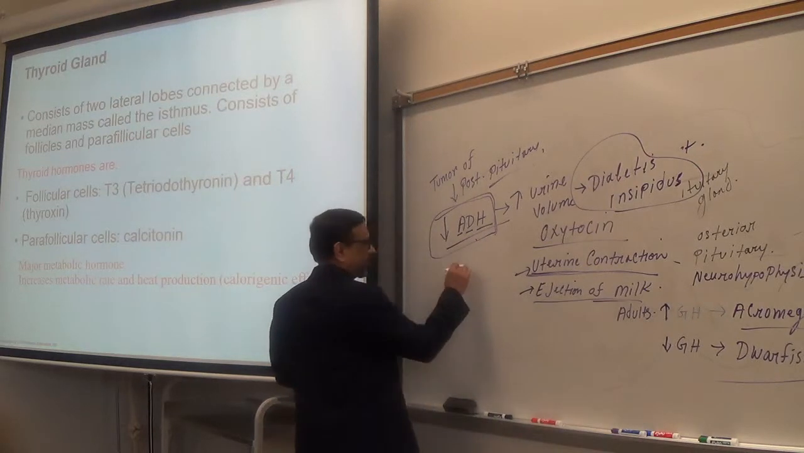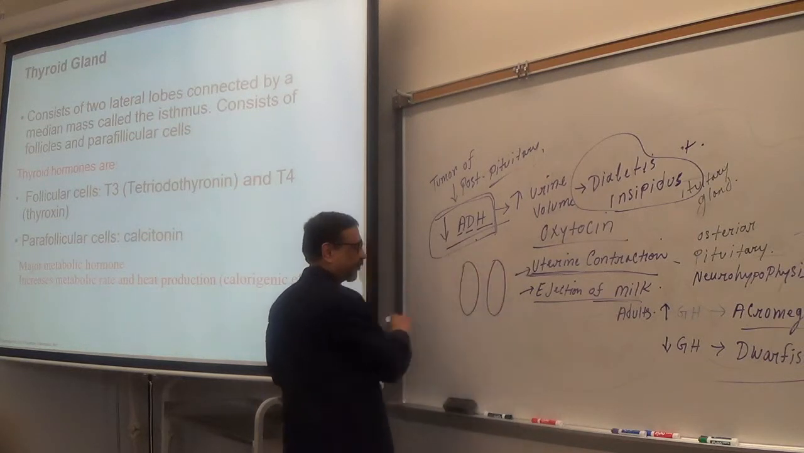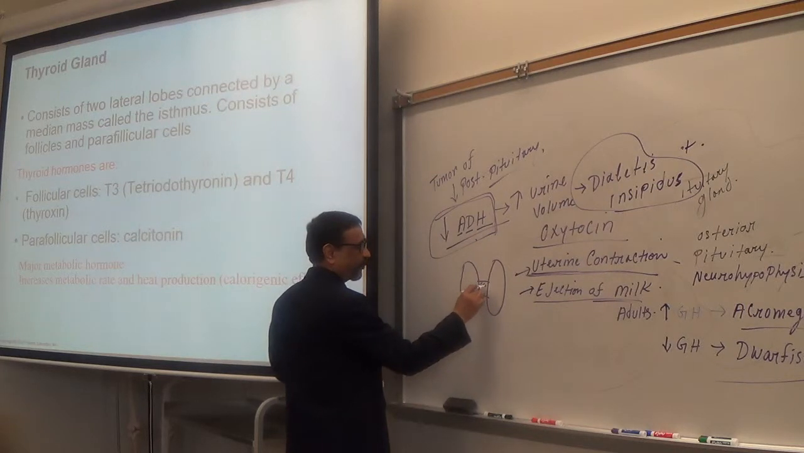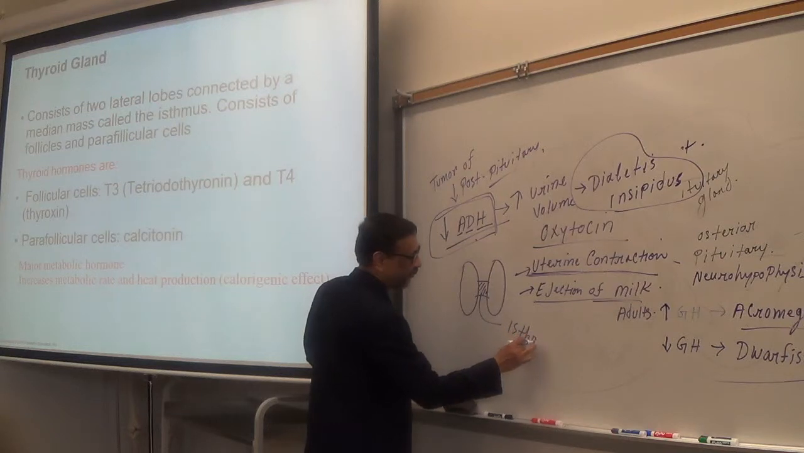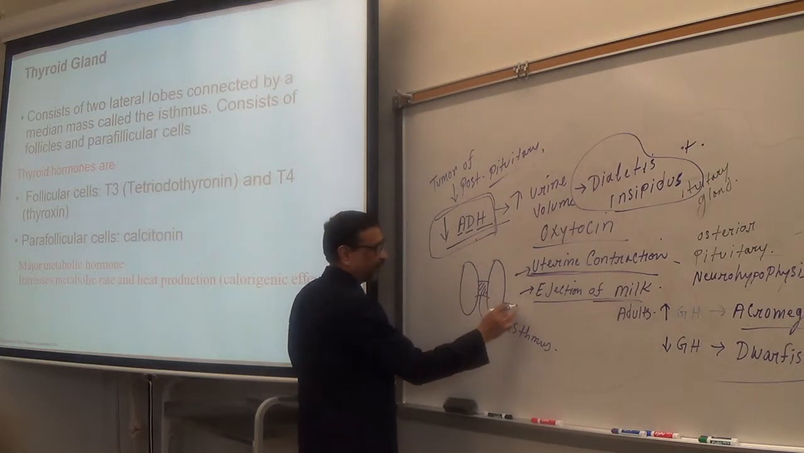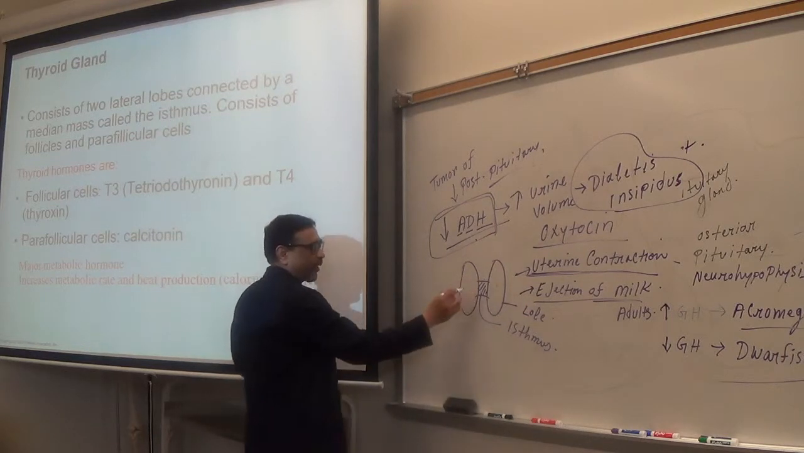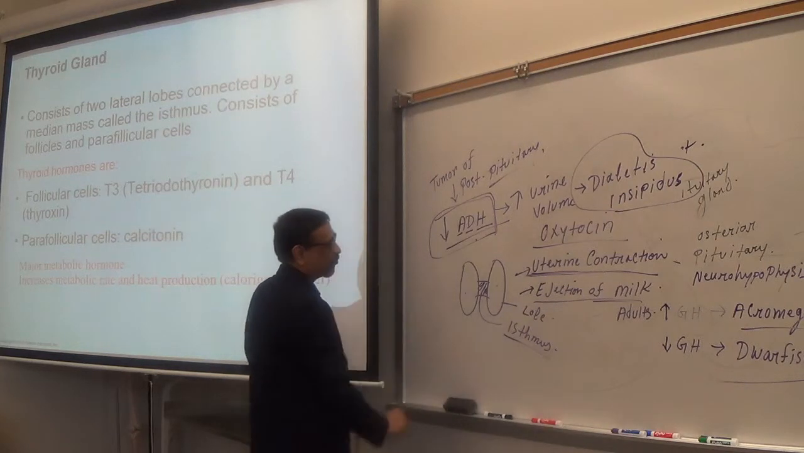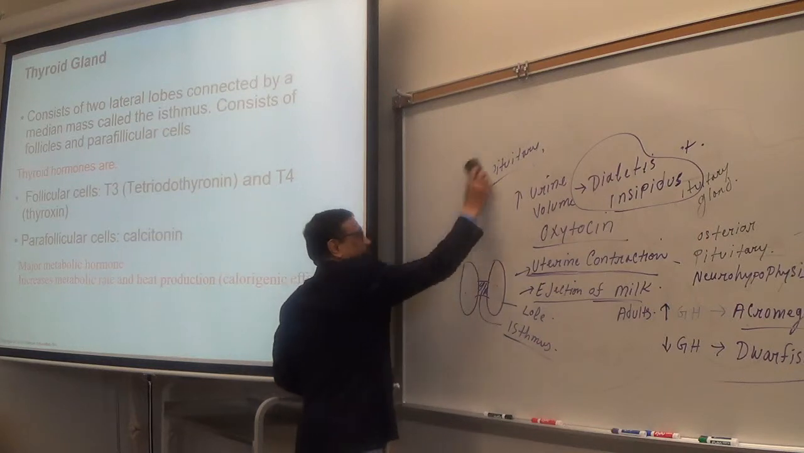Lobes like this. These are called lateral lobes, and they are connected by a tissue structure that is called the isthmus, and this is a lobe. So two lateral lobes connected by the isthmus, and that's the thyroid.